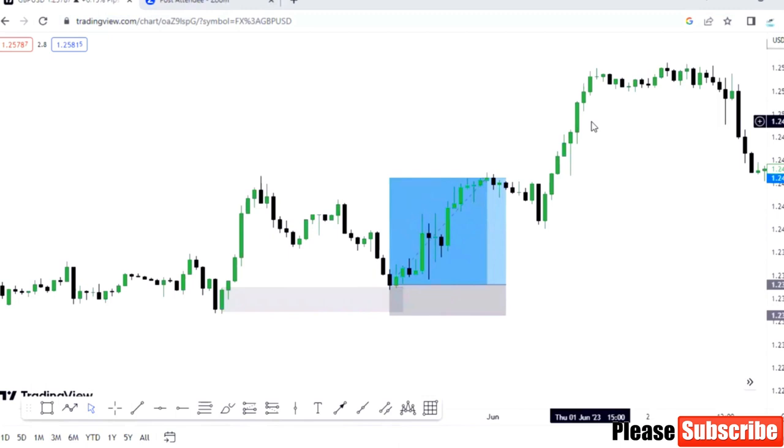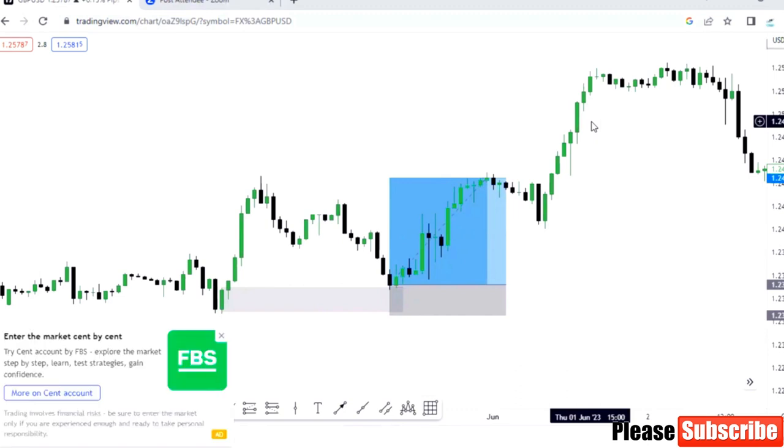And this is the beauty of refining your supply and demand zones into order blocks. Well, I hope you guys took value from this particular lecture. In the next lectures, I'll be showing you guys how to actually trade order blocks and how to mark up your chart so you can trade order blocks.